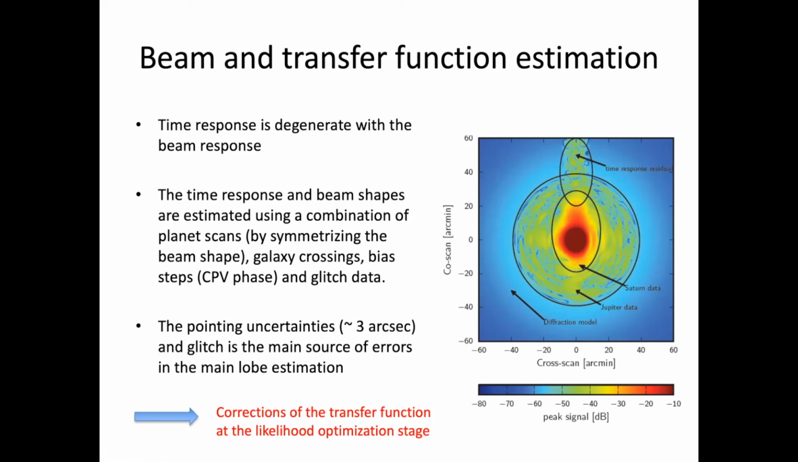The reason is due to a huge signal and huge gradients, which is why we had to raise the threshold for the detection of glitches a little bit. As a result, you bias your signal a little while scanning the beam, and then you have a wrong estimation of the beam, so a wrong estimation of the transfer function, and you have some bias at the end in cosmology. So in data, we had to actually fit the transfer function, or make some correction of the transfer function at the likelihood optimization stage. And the main reason, as I said, is really glitches.